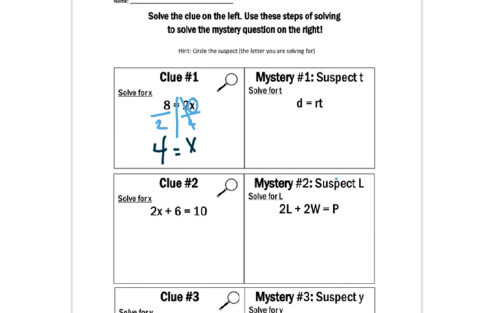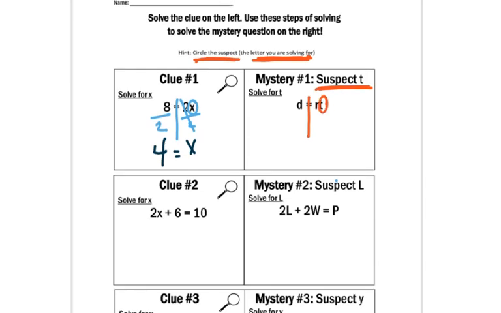So in clue number 1, we just solved for x. We divided by 2 on both sides. On the right side, it's the same, but in this one, we don't just have numbers, we have letters. So what we do is we need to circle the suspect. The letter that we are solving for, we're going to circle it. In this mystery, we need to figure out suspect T, so I am going to circle the T in this question. We need to get that T by itself. We need to isolate that variable, get that suspect alone.